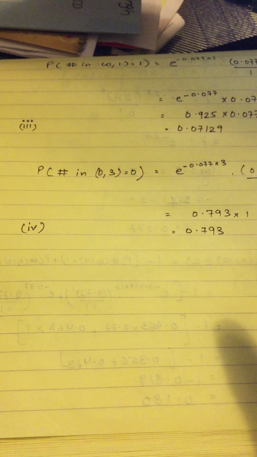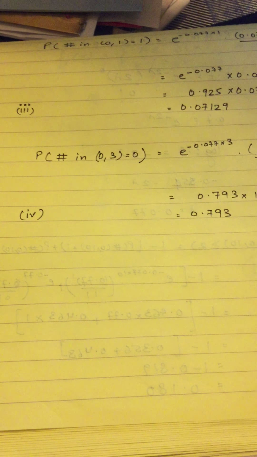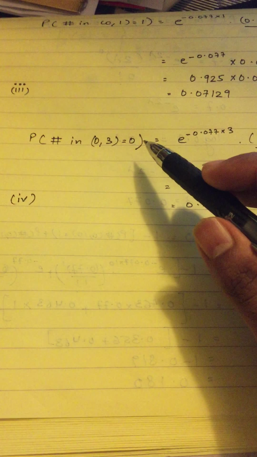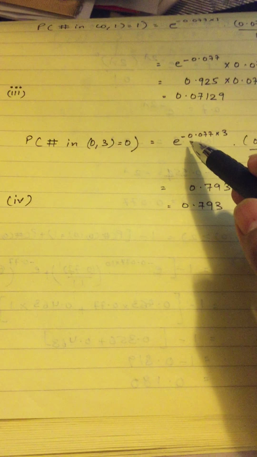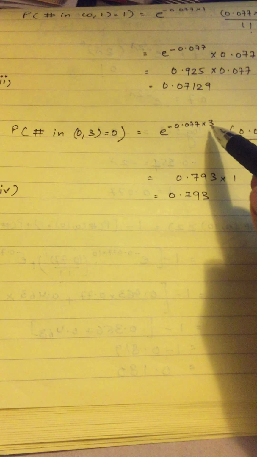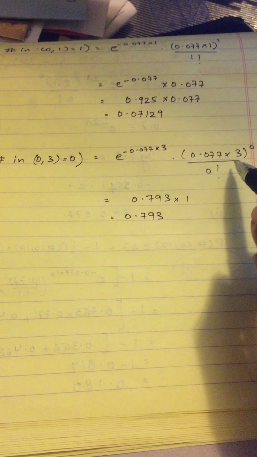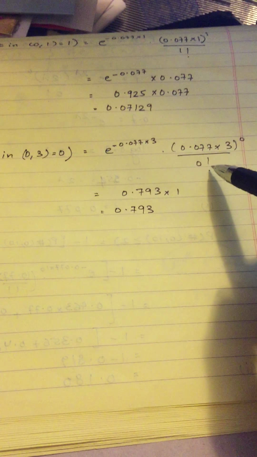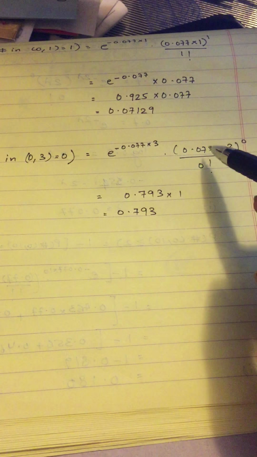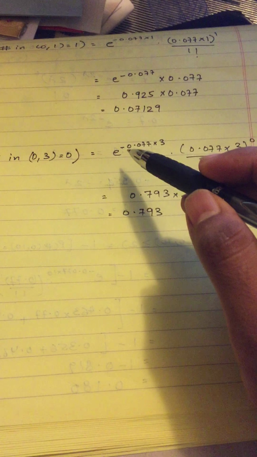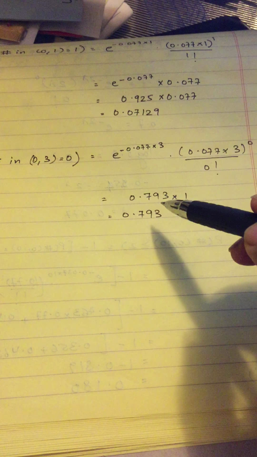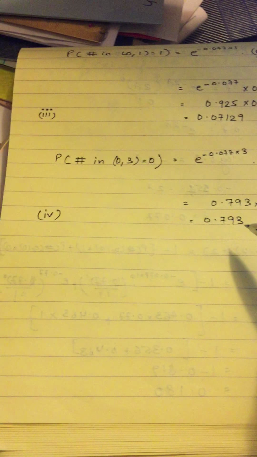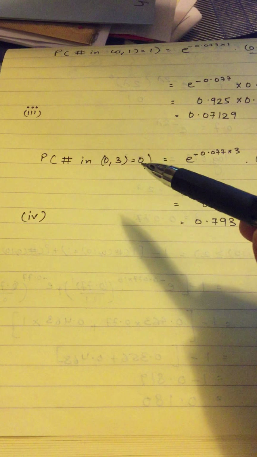Then the fourth part says that we have to find the probability that in the first 3 minutes no customer comes. So within the time span of 0 to 3 minutes, the number of customers, k, is equal to 0. Punching in the numbers, e to the power minus lambda, that's 0.077, into t, 3, into lambda t to the power k, that's 0 because 0 customers, divided by k factorial. 0 factorial is again 1, and anything to the power 0 goes to 1. So we have e to the power minus 0.077 into 3, that's 0.793, for this expression. So our final answer is 0.793, which is the probability that no customer will come in the first 3 minutes.